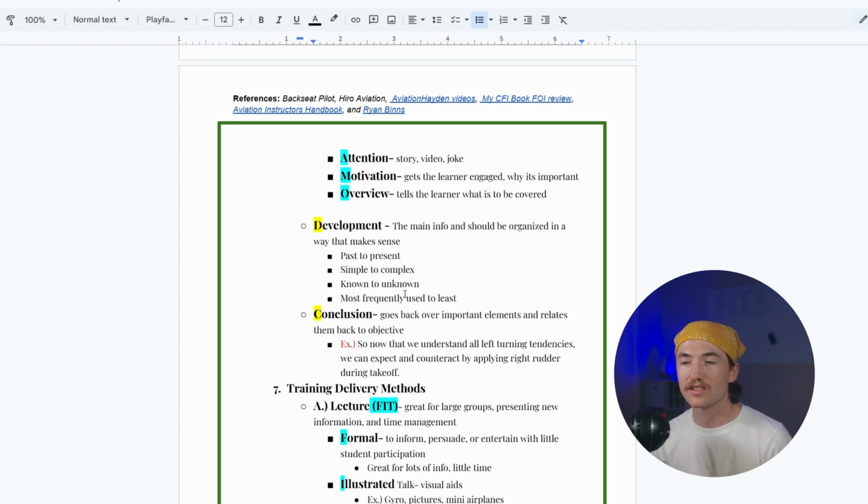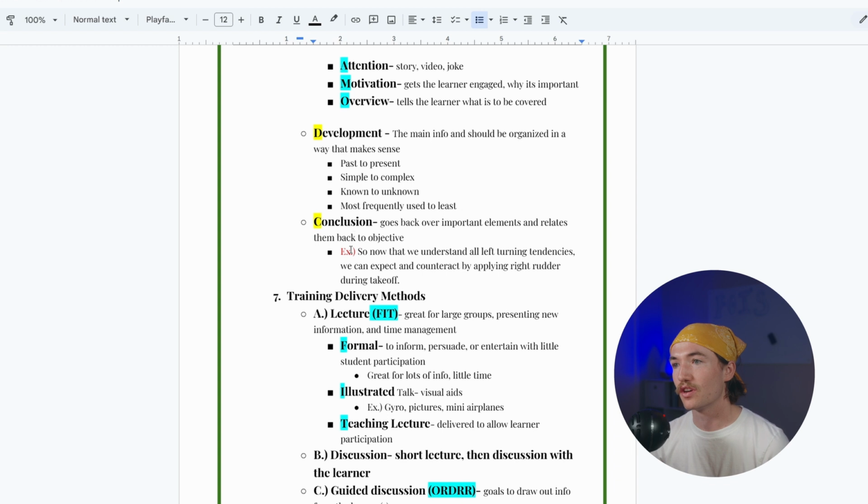All of these are good ways of being able to shape your lesson plan to where it makes sense for your learner. All right, and then C is going to be for conclusion. So we'll jump back to the overview here in a second. The conclusion goes back over important elements and relates them to the objective. So for example, now that we understand all left turning tendencies, we can expect and counteract them by applying right rudder during takeoff. So the conclusion gives you the reason why we're learning something, or something that will benefit us from learning it.